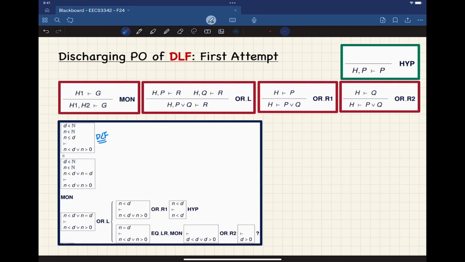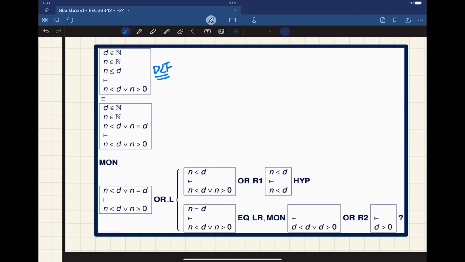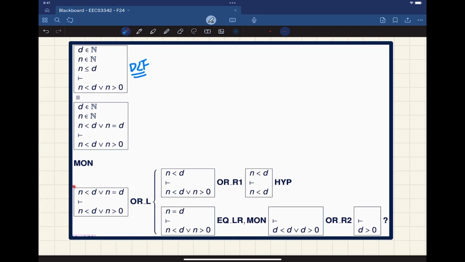For this very initial proof, that's something I will let you actually try. The only thing I want to show you is this. Let's say we got into here. And then we're going to use OR_L. The way to use it is like this. n less than d is one of the disjuncts in the hypothesis. This one corresponds to this one, and also this one here corresponds to this one over here. And you can see the goal over here remains the same. So I'm really applying OR_L.